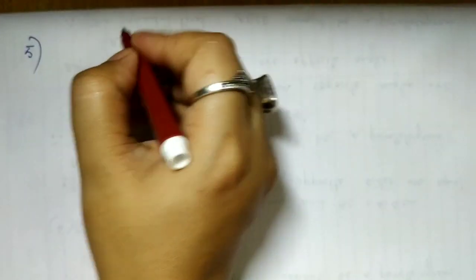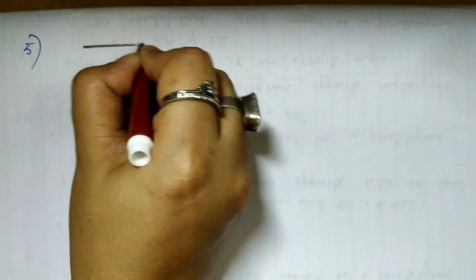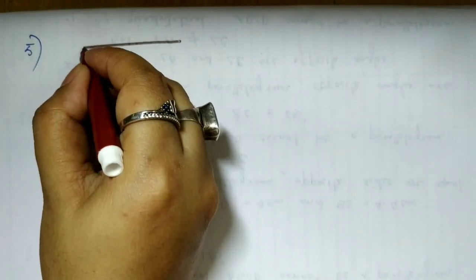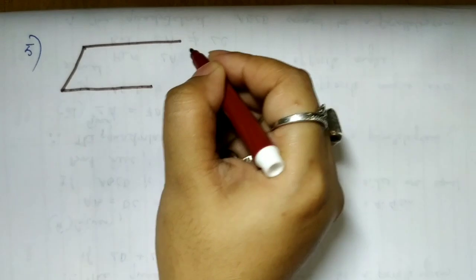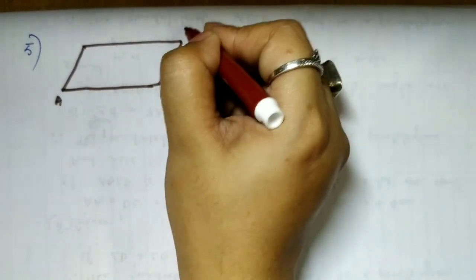So let us make a quadrilateral. Sorry, here it's given as a parallelogram. So let us draw a small parallelogram. You can draw on the right hand side also. Please use scale and pencil for this. So let it be ABCD.